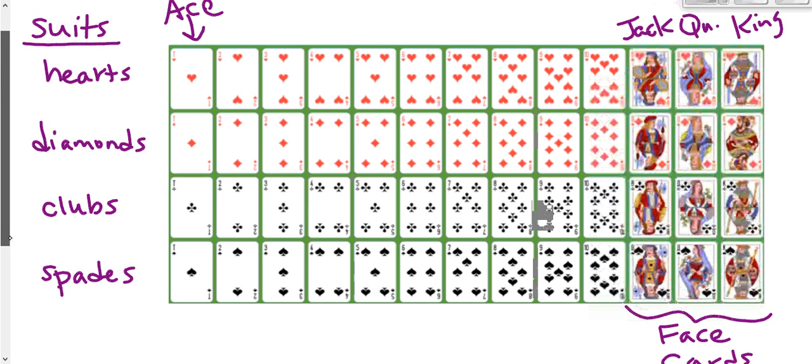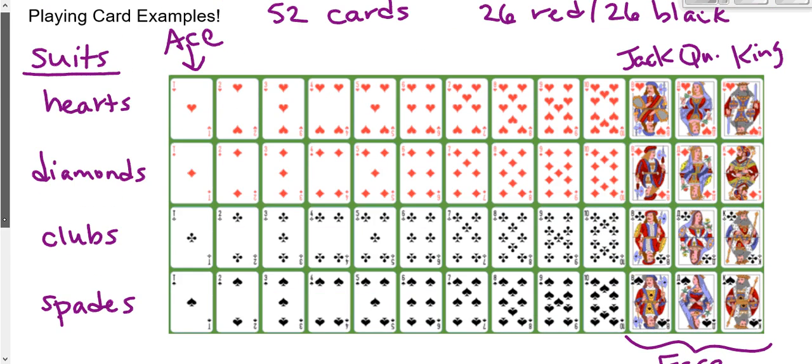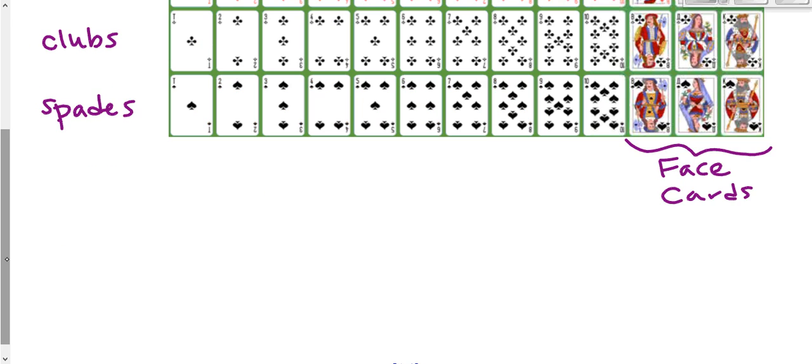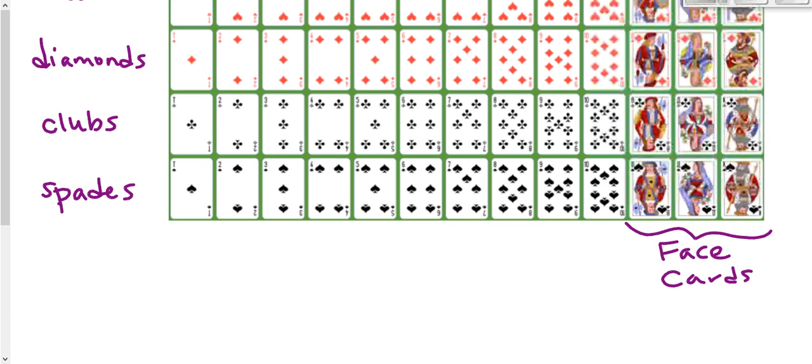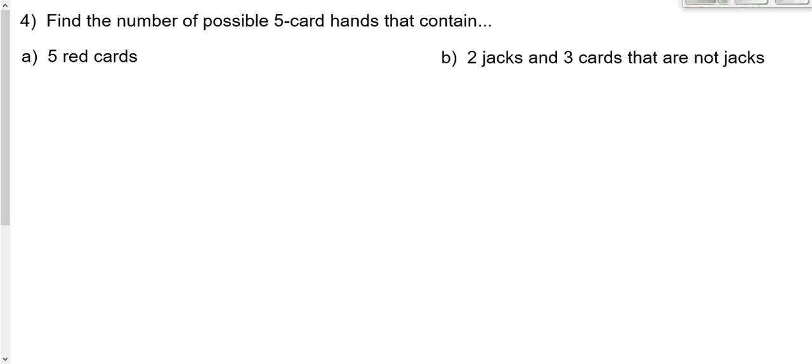So now we're going to go through some examples and find the number of combinations for different questions. So let's say you're playing a card game and you get to have 5 cards in your hand. Well, this is a combinations problem, not a permutations problem, because it doesn't matter what order you hold those cards.